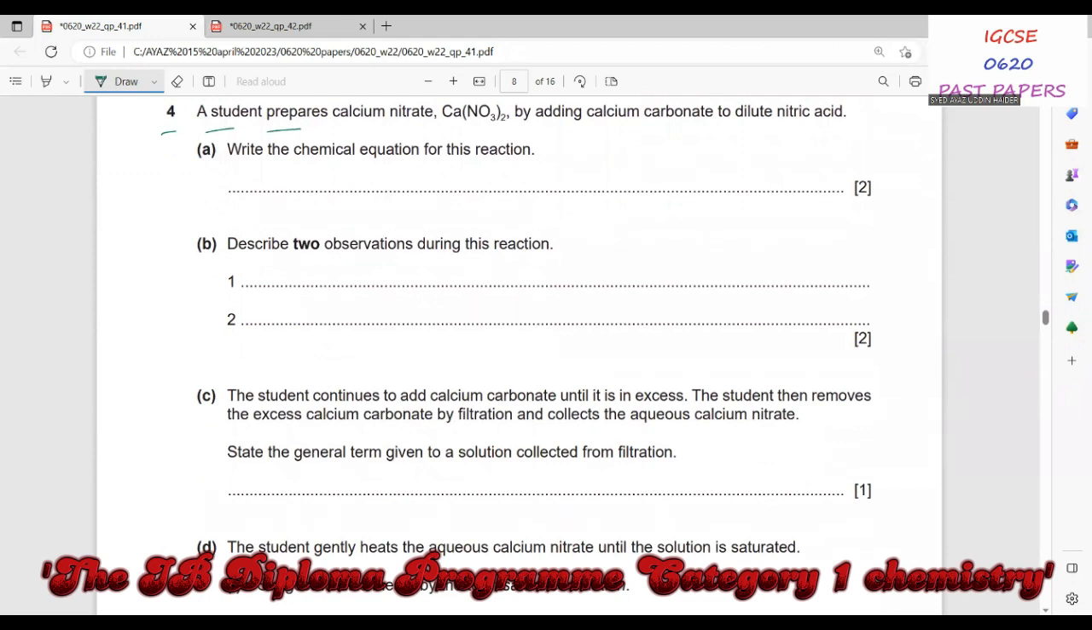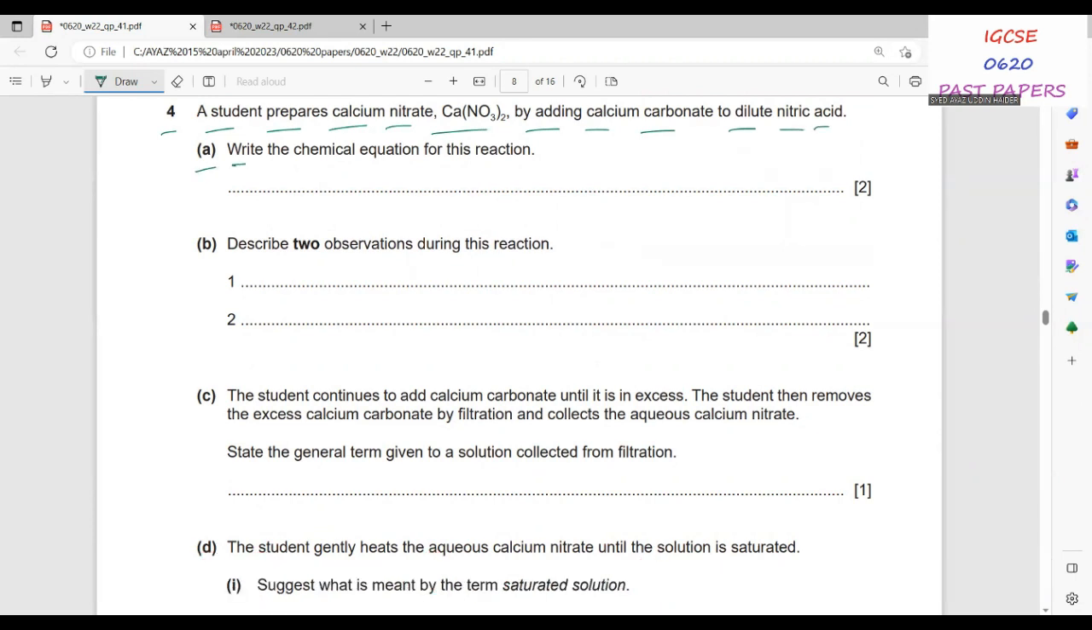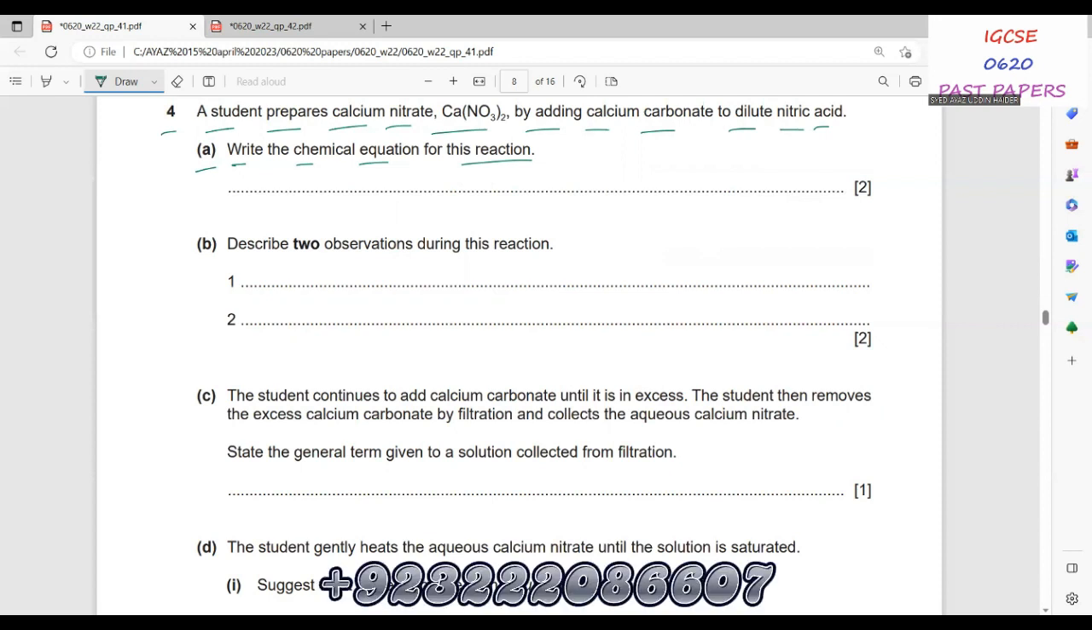Number 4, a student prepares calcium nitrate, Ca(NO3)2, by adding calcium carbonate to dilute nitric acid. Write the chemical equation for this reaction. So the formula of calcium carbonate will be CaCO3 and nitric acid will be HNO3. We'll get 3 products. We'll get metal salt, that will be calcium nitrate, Ca(NO3)2, plus water plus carbon dioxide gas.